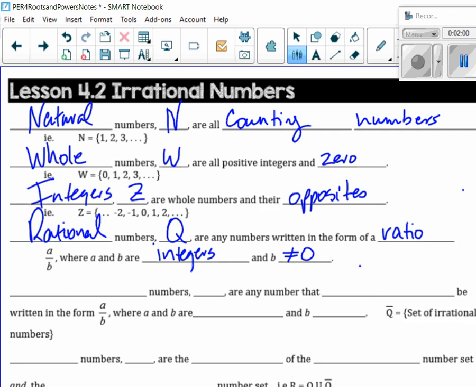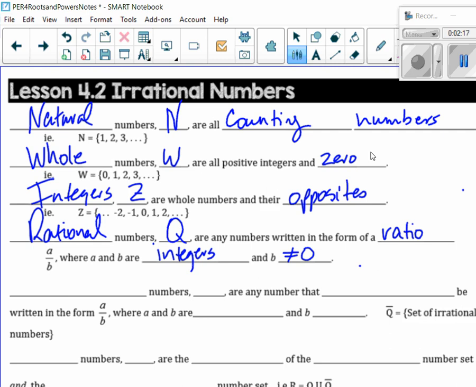Why can B not equal 0? Yeah, you can't divide by 0, right? And B is considered the denominator here, so that's why B can't be 0.